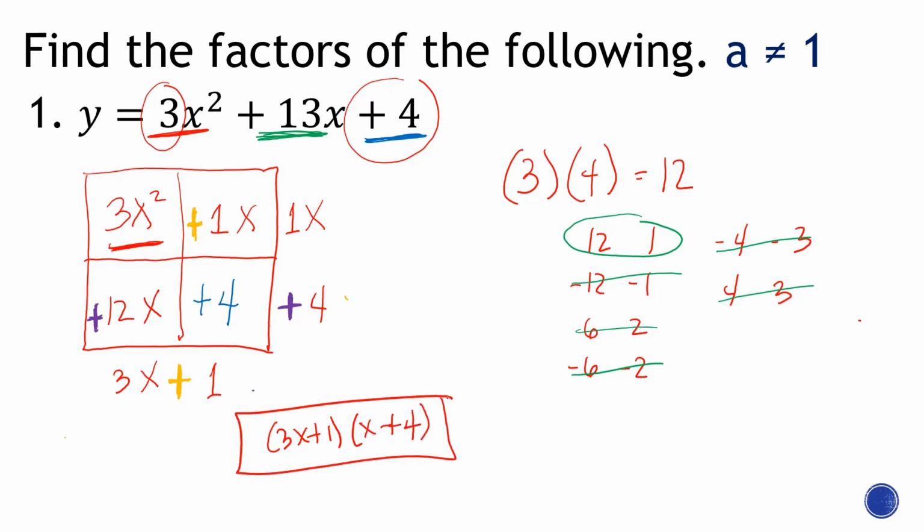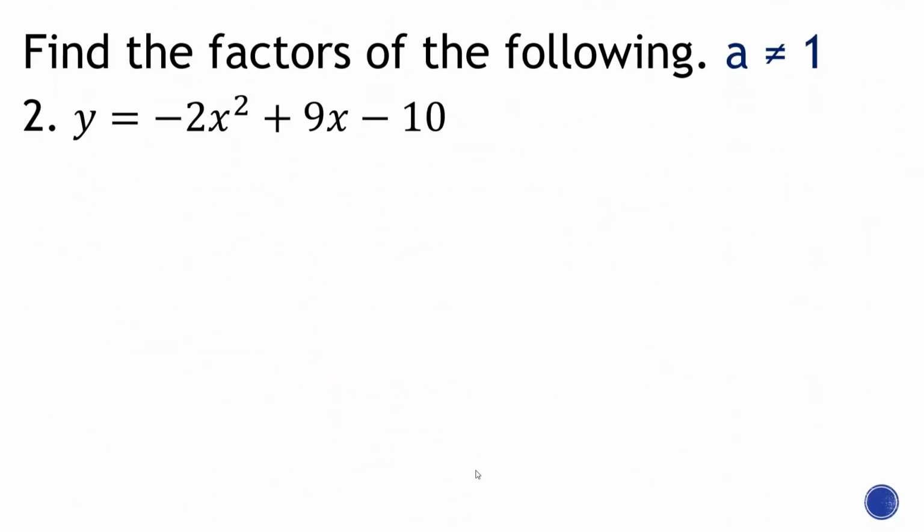There, those are the factors of 3x squared plus 13x plus 4 using what we call the box method, which is like a variation of the AC method, or sometimes I also see a cross method. Here, I just use the box method. Let's have another example. Find the factors of this, where a is not equal to 1. As you can see here, our a is negative 2.